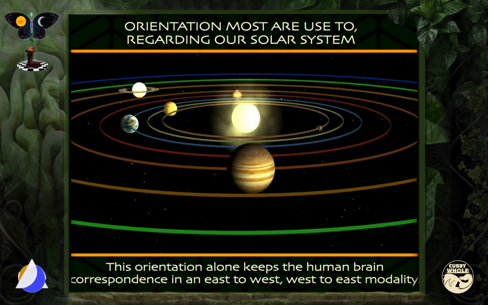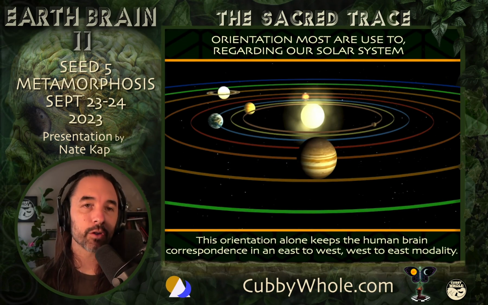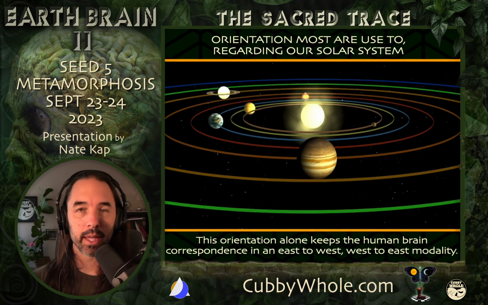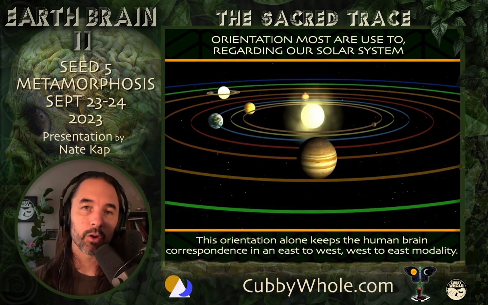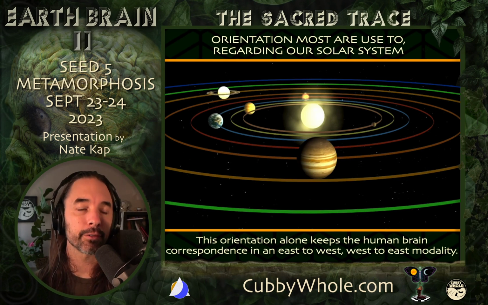Okay, that's where we orient the northern region as the upper region. So this is why I said in Earth Brain 1 that we are living in a solar cult system. We're living in a polarized, hijacked solar system with the sun in the center, right? Okay, that's how we're all taught.